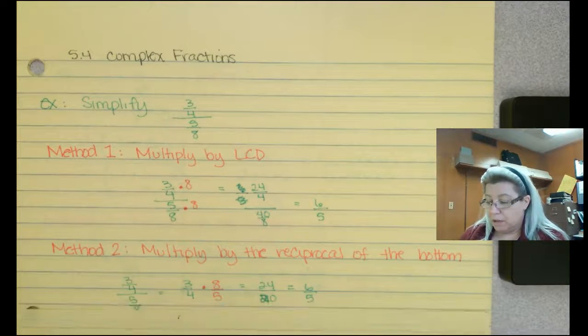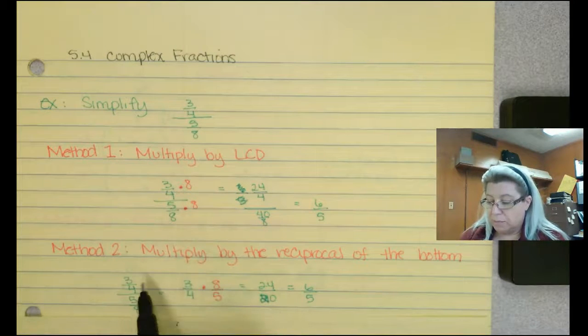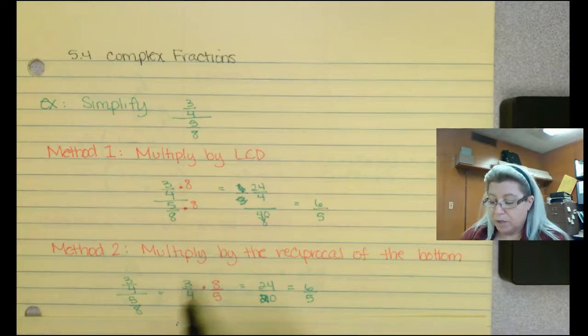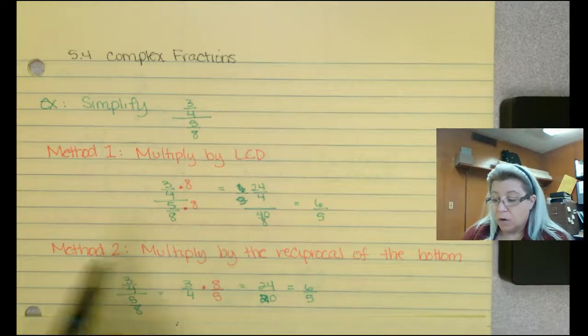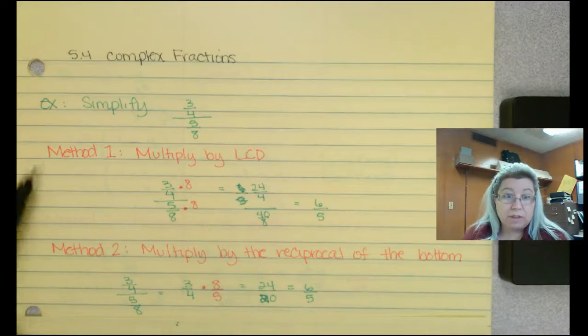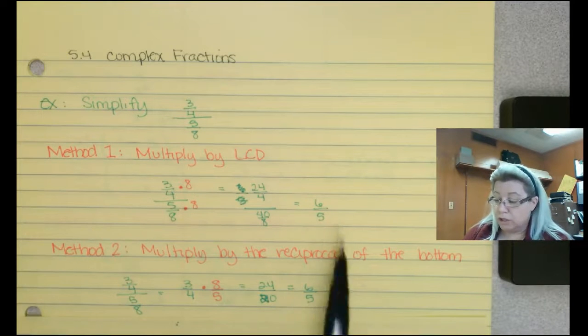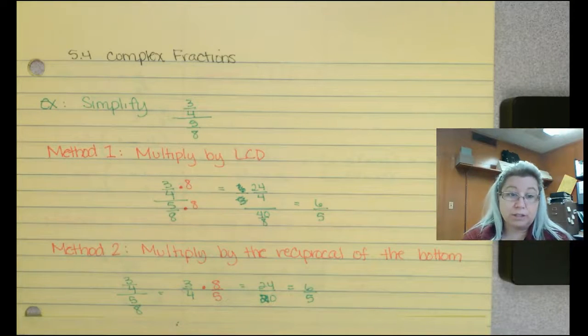Method two is multiplying by the reciprocal of the bottom value. So if we multiply by the reciprocal of the bottom value, it's going to be 3/4 multiplied by 8/5. That's 24 over 20, and it's still 6/5. Regardless of whether you use method 1 or method 2, you should get to the correct solution.